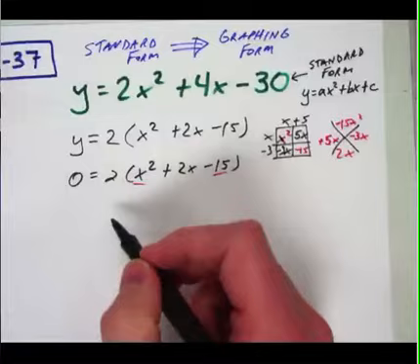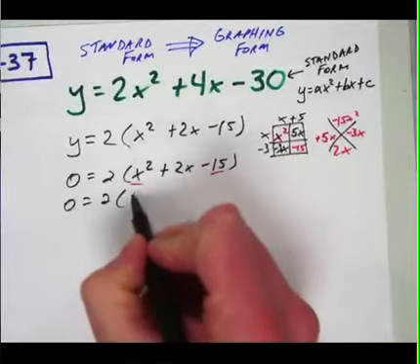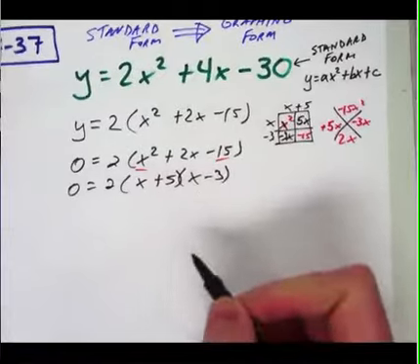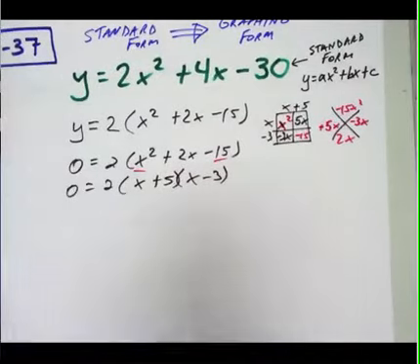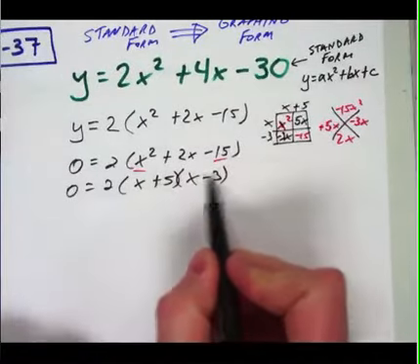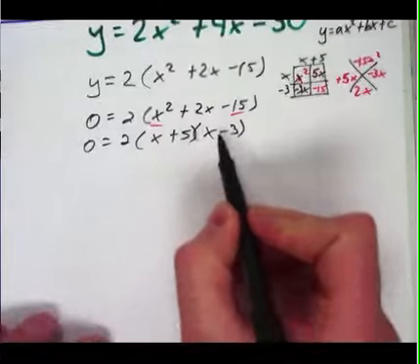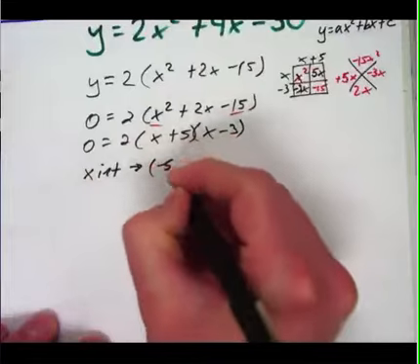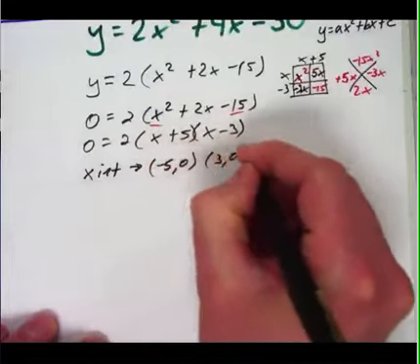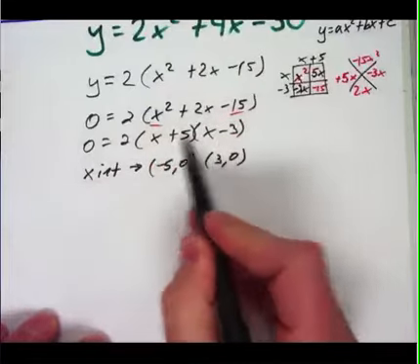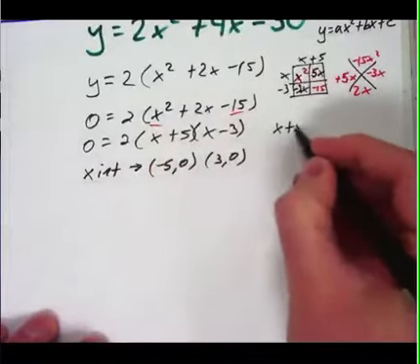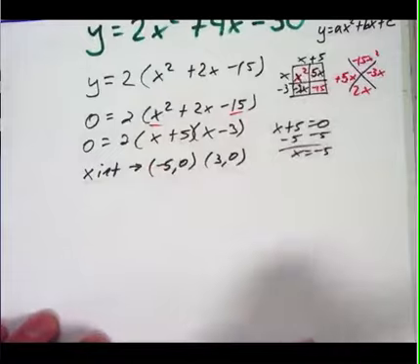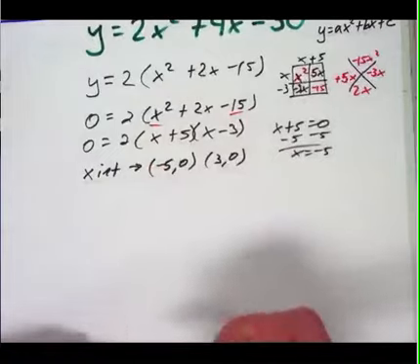So now I've got this broken down into 0 equals 2 times (x plus 5) times (x minus 3). And now immediately I know that my x-intercepts are when this equals 0 or when that equals 0, by using the zero product property. So then I know my x-intercepts are located at (negative 5, 0) and (3, 0), and that comes from when either of these pieces would equal 0. I mean, you could go over on the side and do this problem, subtract 5 on both sides, and you get x equals negative 5. And you can do the same thing with the 3. Okay, so now I know that.